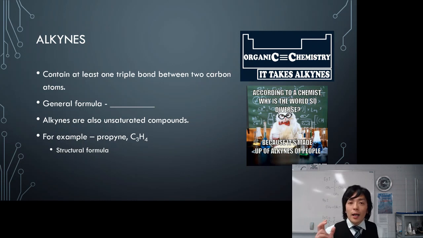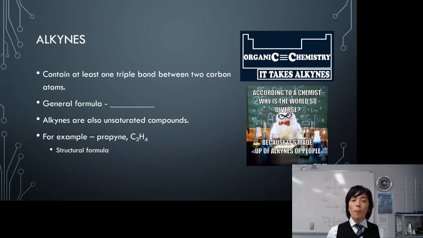Alkynes must have the triple bond, so a C to C triple bond must be present. The general formula for any alkyne with one triple bond would be CnH2n-2. Alkynes are also unsaturated compounds because of the triple bond. You can put more hydrogens into it to make it into an alkane. But yes, alkynes exist with a triple bond.